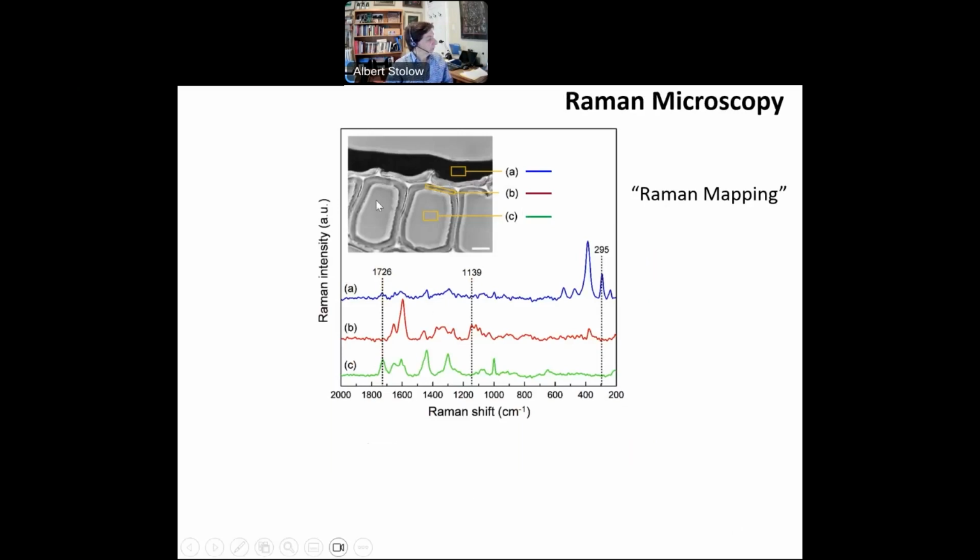And here's an example. This is a plant cell. If you look at different regions and you look at the Raman spectrum, you can see that they're different. This is what's called Raman mapping. And it works.